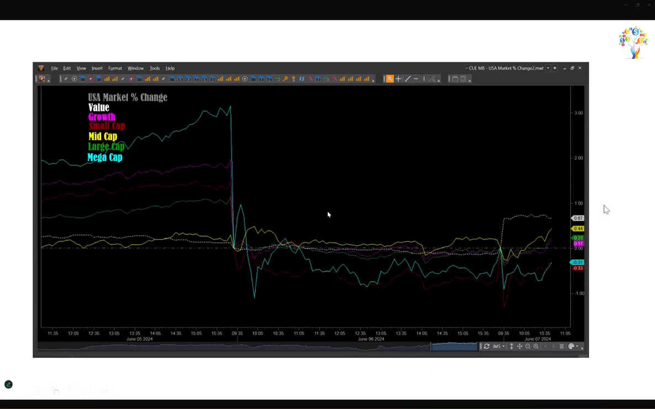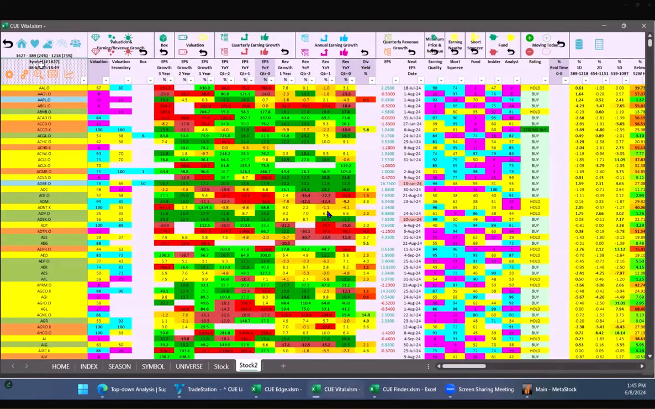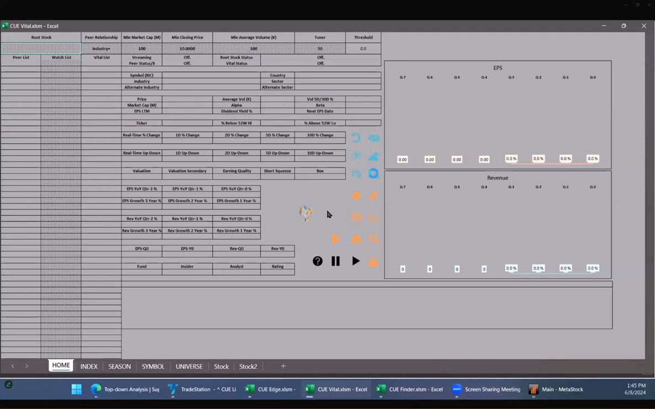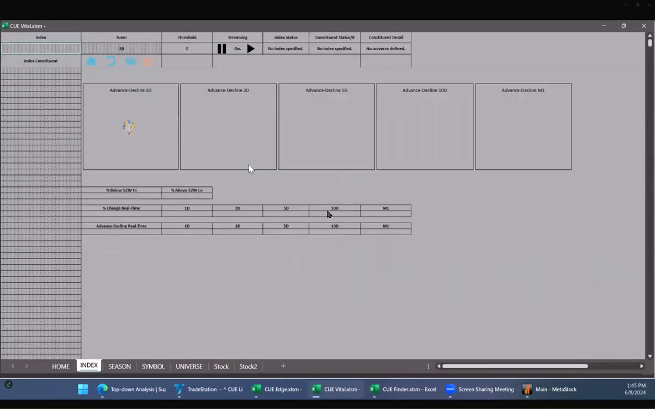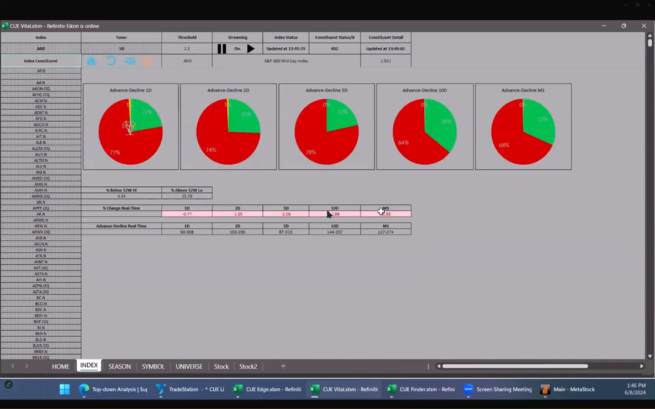Not difficult. If mid cap is doing well, what I could do instantly, I could go to my constituent analysis, index constituent, and find out how the mid caps are doing. Remember, that was a real-time market percentage chart as of 10:30. And of course, what I'm looking at now is after the market close. I don't know if mid caps closed bullishly or not, but again, the first snapshot I'm going to get is a breadth inside.